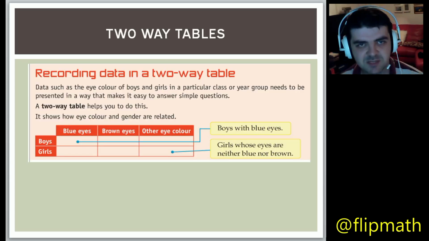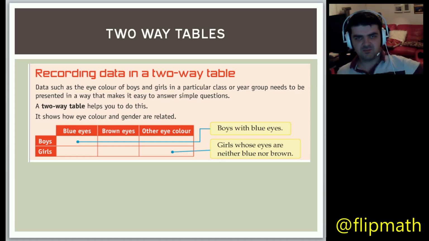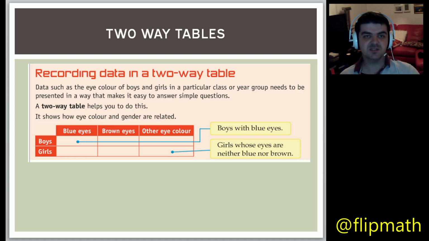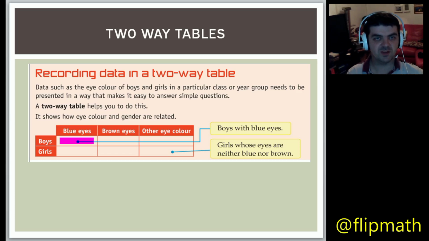I'll do two-way tables. So data that covers multiple instances of stuff, such as the eye colour of boys and girls in a particular class or year group, needs to be presented in a way that makes it easier to answer simple questions. Rather than have two separate tables, you'll have one table, and we call these two-way tables. It shows how eye colour and gender are related. So if I go to, say, this cell here, this will contain the number of students that are boys and have blue eyes. So, say that was 4.